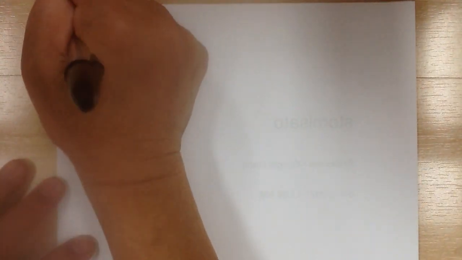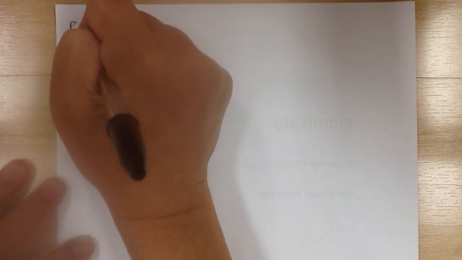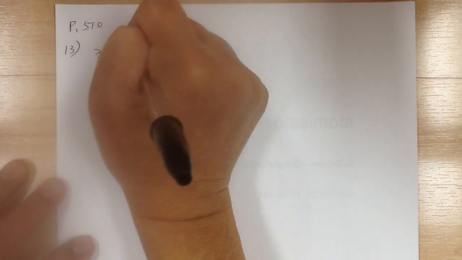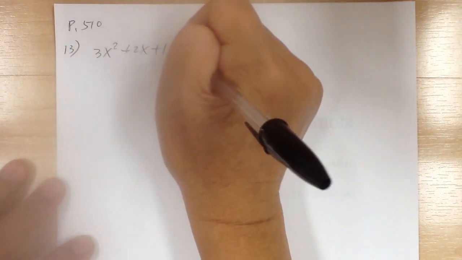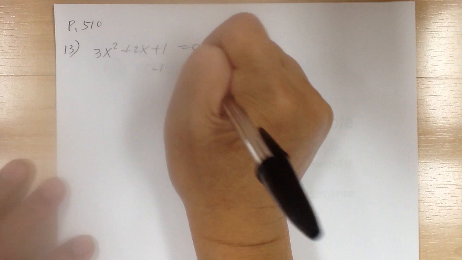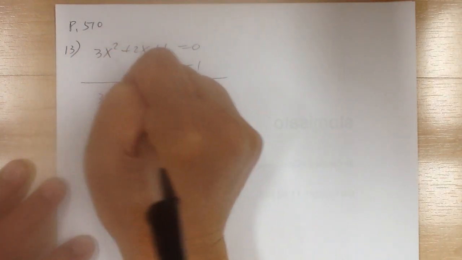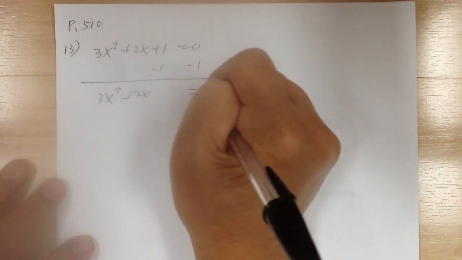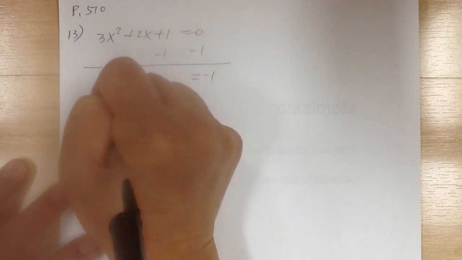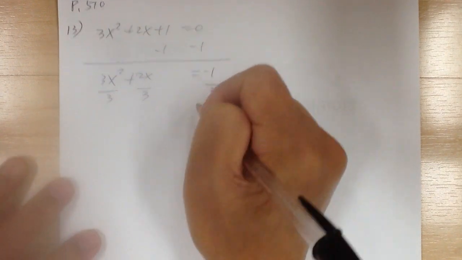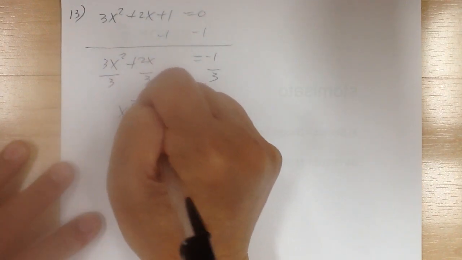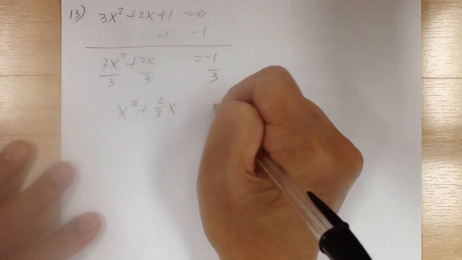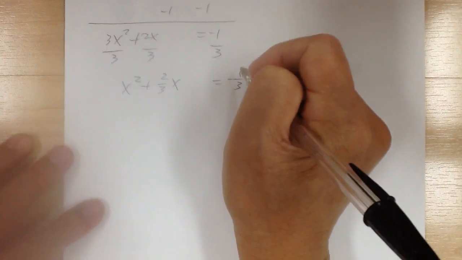Okay, let's go to the next one. Okay, number 13. You got 3x squared plus 2x plus 1 equal to 0. So minus 1 on each side. So you got 3x squared plus 2x is equal to negative 1. Divide by 3 on each side. So you got x squared plus 2 over 3x is equal to negative 1 over 3.